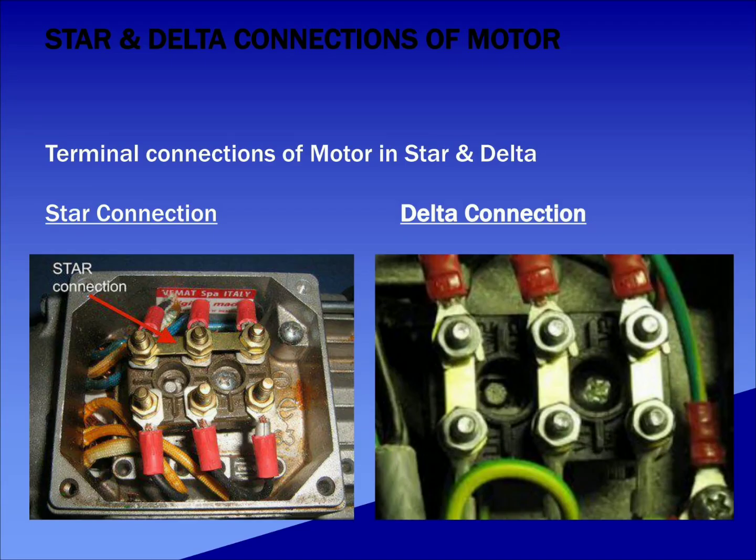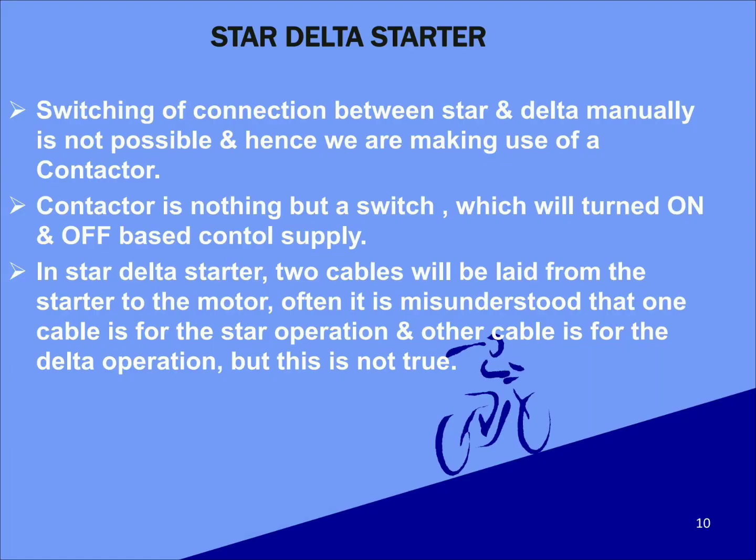Now we will see the motor terminals of a star and delta. The first one is star. There you can see the secondaries are shorted, which will result in a star point. And the next one is delta. There you can see the windings are arranged in such a way that the primaries are connected to the secondaries of the other winding. So each winding will get two phases applied across the windings.